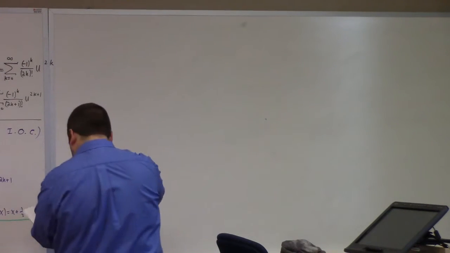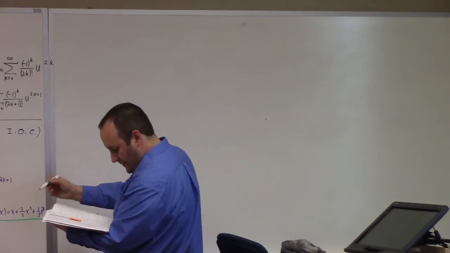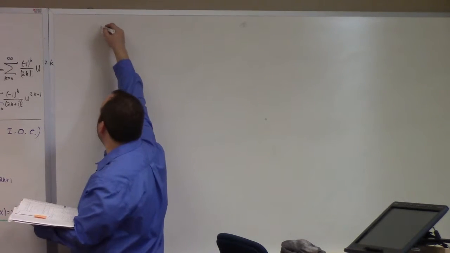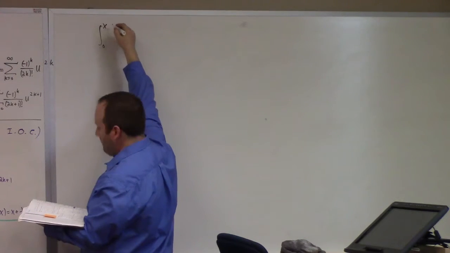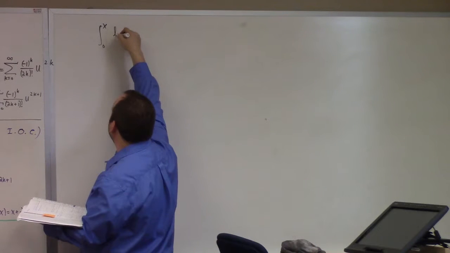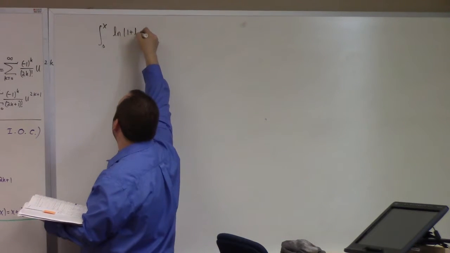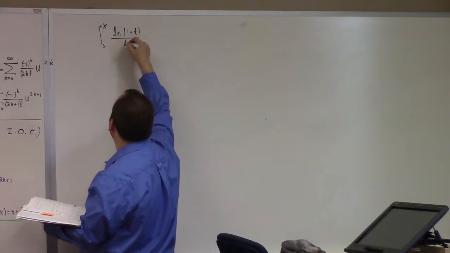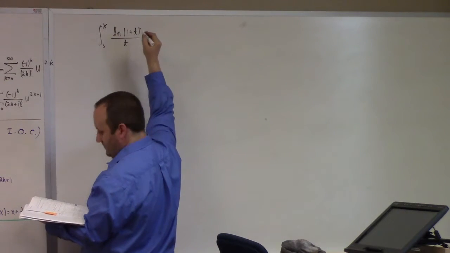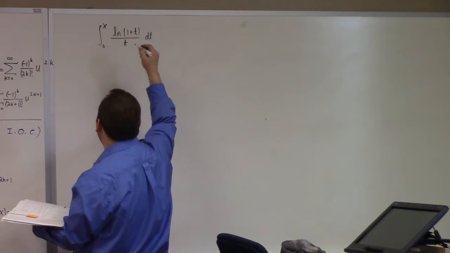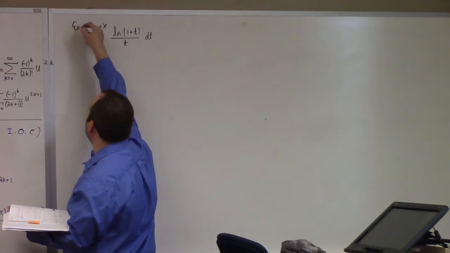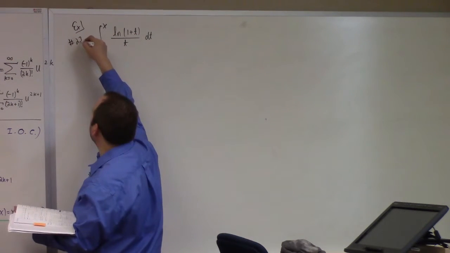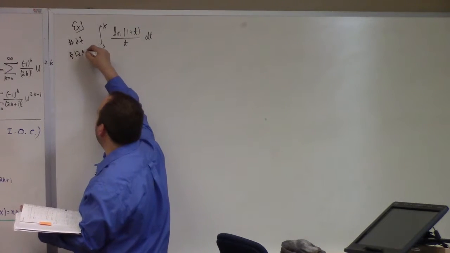Let's see here. Here's something that's a little bit different. Number 27, we're asked to integrate from 0 to x the natural log of 1 plus t, divided by t, dt. We're supposed to find a power series solution to this.